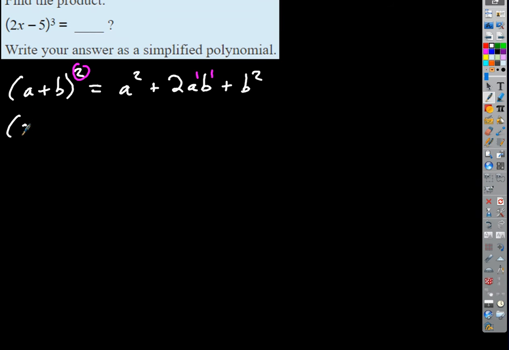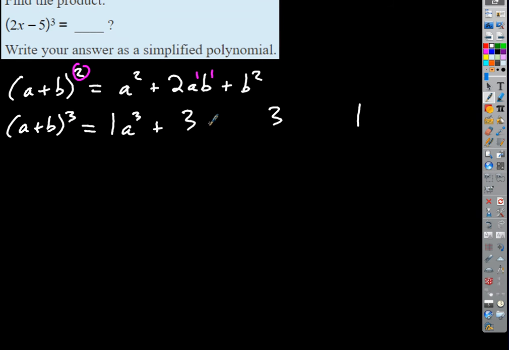How about if we cube the binomial? What were the coefficients? Remember? 1, 3, 3, 1 are the coefficients. That's the first thing we've got to know, and that makes it easy. The powers work the same as always. What's going to be the power of a in the first term? A cubed. It's got to add up to 3, and it all starts with the a.